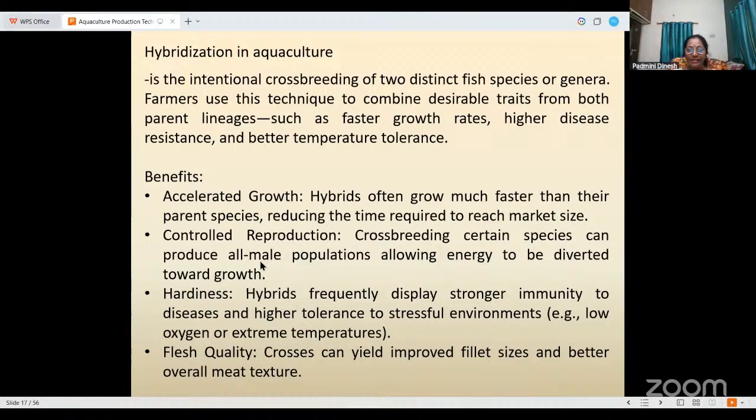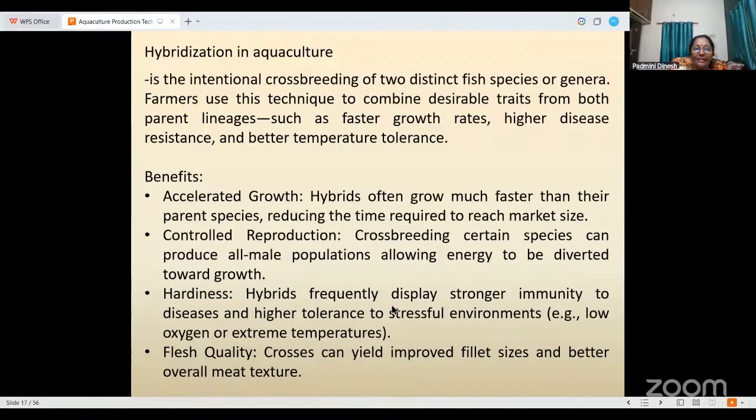Then hardness. Hybrids frequently display stronger immunity. So this is also very important, because when you're growing fishes, there is one more important point. It is not just hunky-dory. Okay, you bought the seeds, you grew them, and then you're going to harvest them. It is not so. If you're not going to take care of them, then definitely there are different types of diseases that affect the fishes also. So you have to be very careful in checking them time and again.